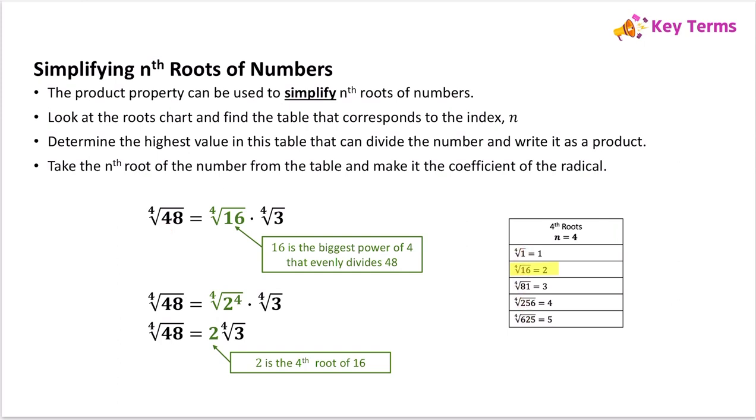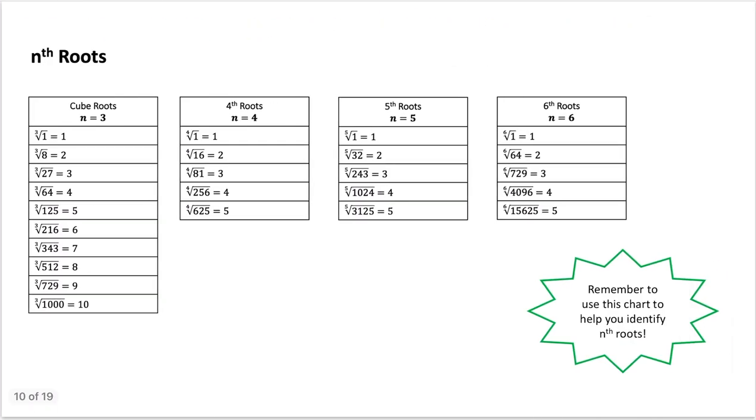I'm going to write this 48 as a product. So I have the fourth root of 16 times the fourth root of 3. This table right here tells me that the fourth root of 16 is equal to 2. So I'm going to simplify this fourth root of 16 as 2. So I have 2 times the fourth root of 3. Okay, so this is how we're going to go about simplifying these nth roots. So like I said, this chart is in your lesson resource folder, so use it, please, to help you out as you work through these problems.